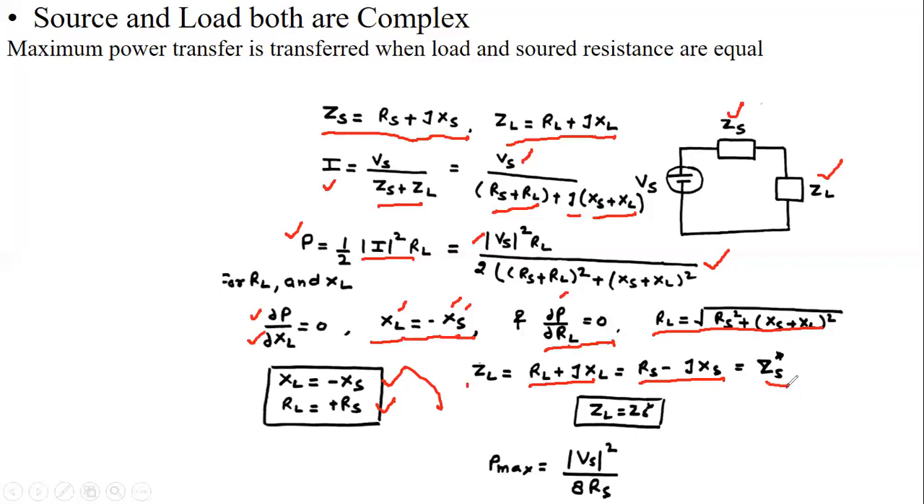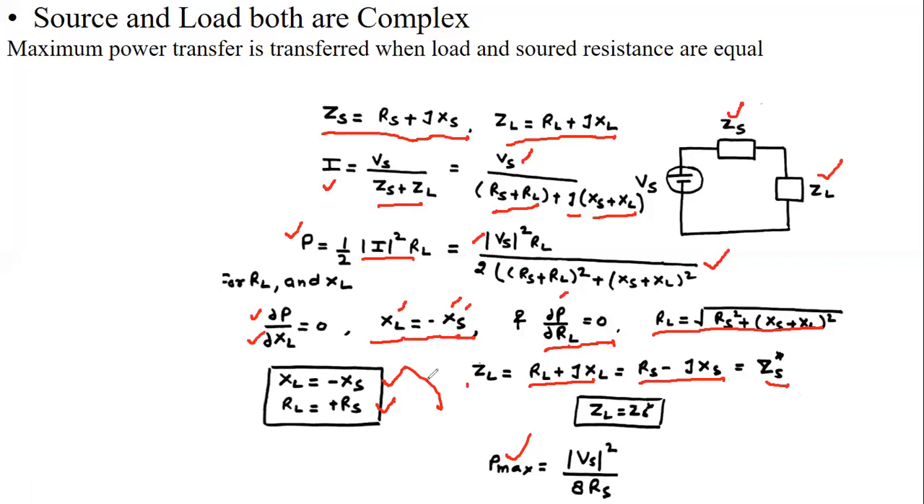So when the circuit has a complex load, maximum power is transferred across the load when the load impedance is the complex conjugate of the input impedance. Clear? And the value of maximum power, Pmax, put the value here as RS equal to RL.